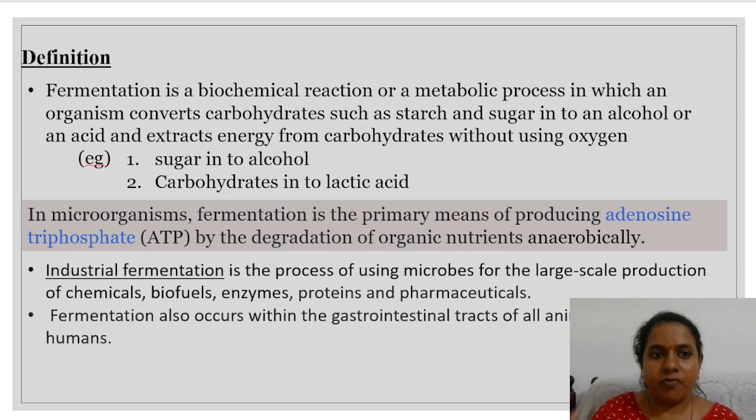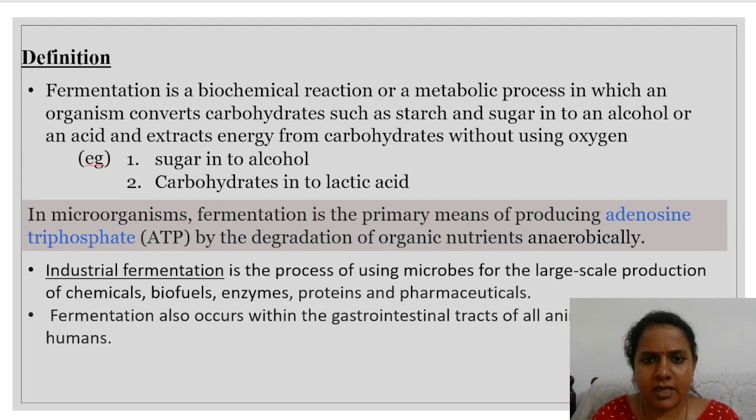Okay, that picture, in the first class itself I had shown a picture. That picture explains that sugar is converted to alcohol and carbohydrates are converted to lactic acid. Okay, in microorganisms, fermentation is the primary means of producing adenosine triphosphate, means ATP, by degradation of organic nutrients anaerobically.